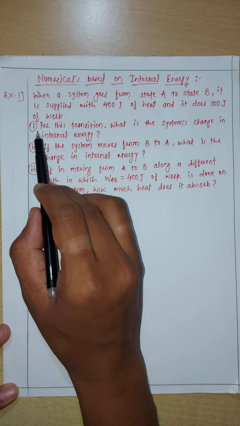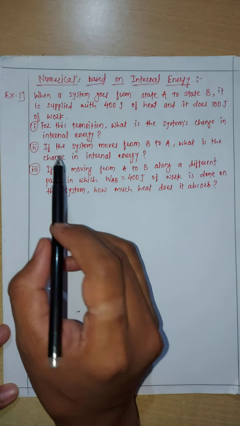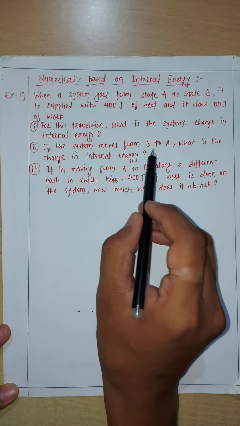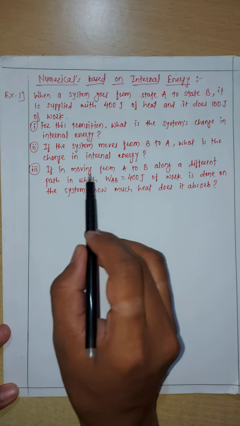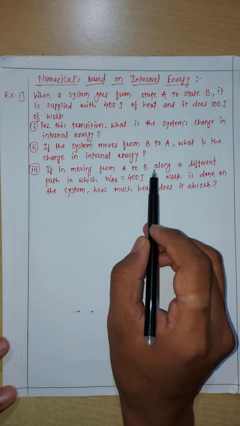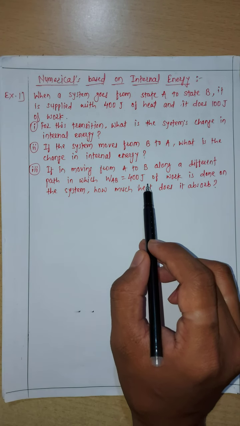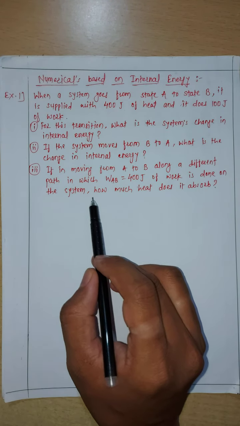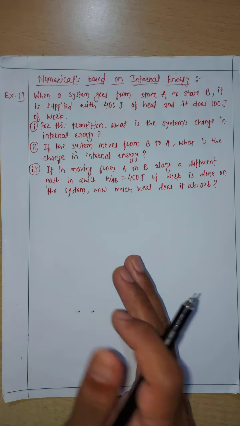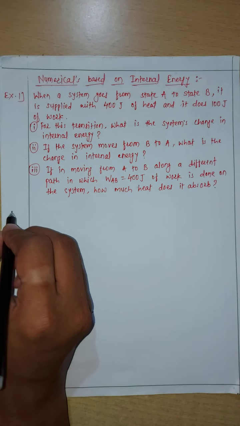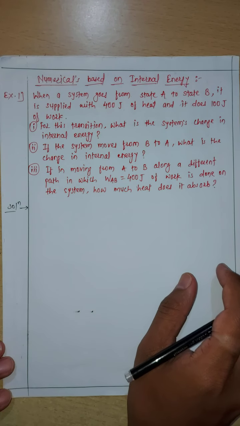So for that process, it requires 400 joule of heat and it does 100 joule of work. With this given data, we are going to answer three questions. The first question is: for this transition, what is the system's change in internal energy? Second, if the system moves from B to A, what is the change in internal energy? And third, if in moving from A to B along a different path, in which WAB equals 400 joule of work is done on the system, how much heat does it absorb? This is a very simple problem. There is given data, so for the solution, firstly, what is the given data?